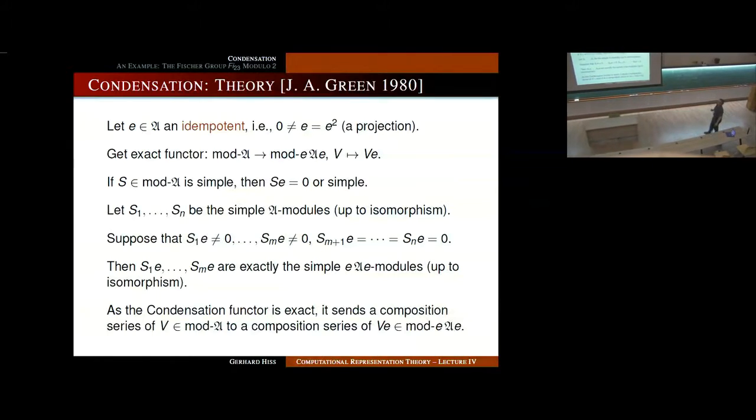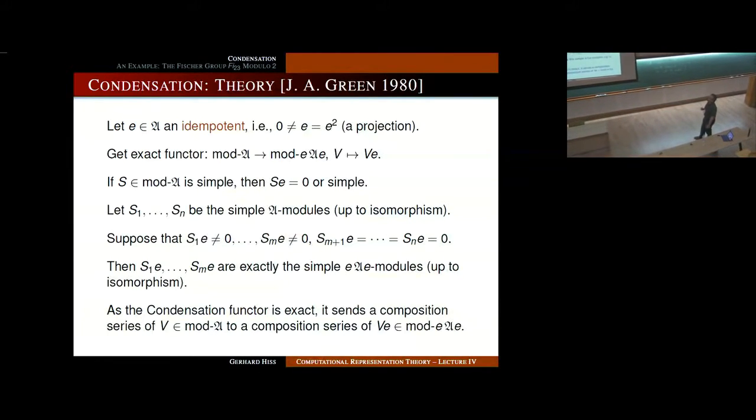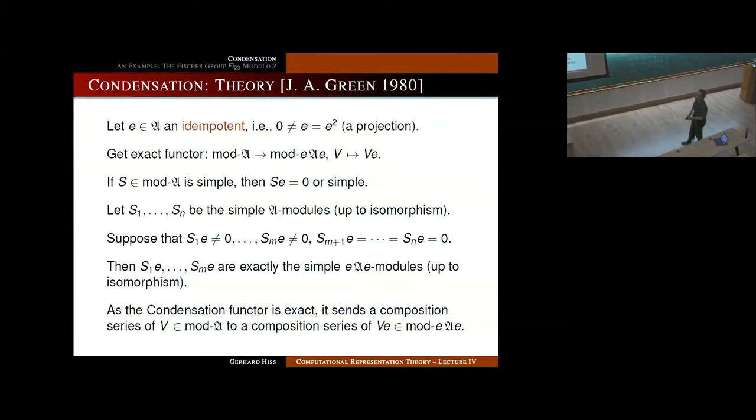Okay, so in a good world, of course, this M is equal to, what was it here, N. So none of the simple modules would condense to zero. And then we would get the same set of simple modules and we would find the same internal structure of a module and its condensed module.